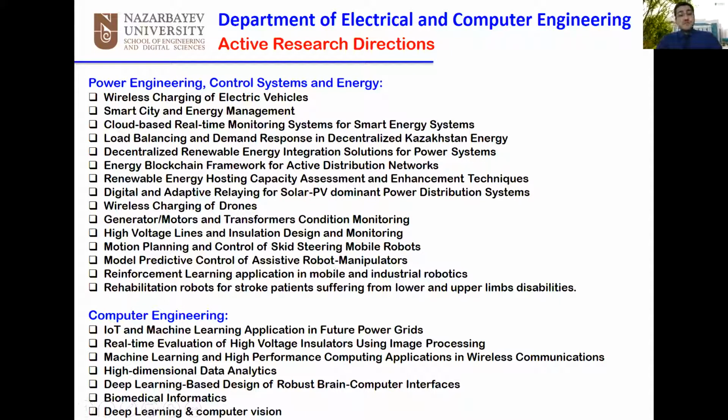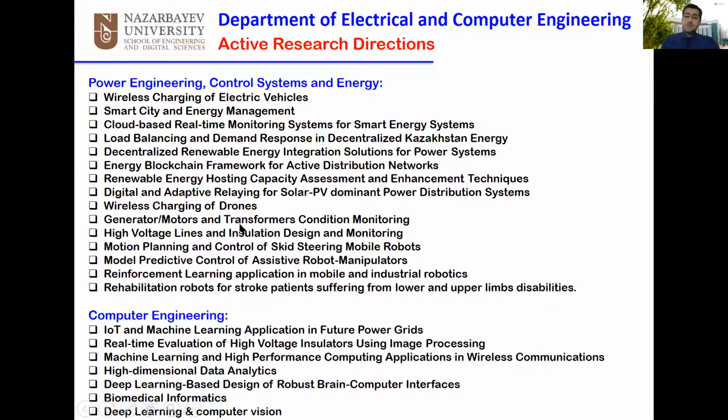In terms of power engineering, control, and energy systems, we have wireless charging of electric vehicles, smart city and energy management, real-time monitoring systems for smart energy management, decentralized renewable energy integration, an energy blockchain framework, renewable energy hosting capacity, and digital and adaptive relaying for solar systems. Also motion planning, model predictive control for robots, and wireless charging of drones.